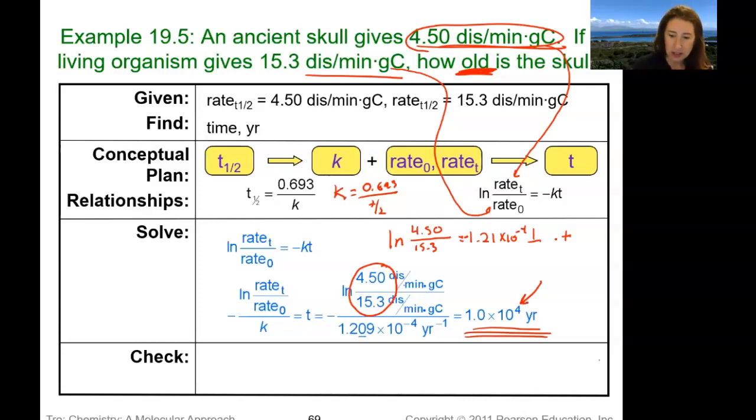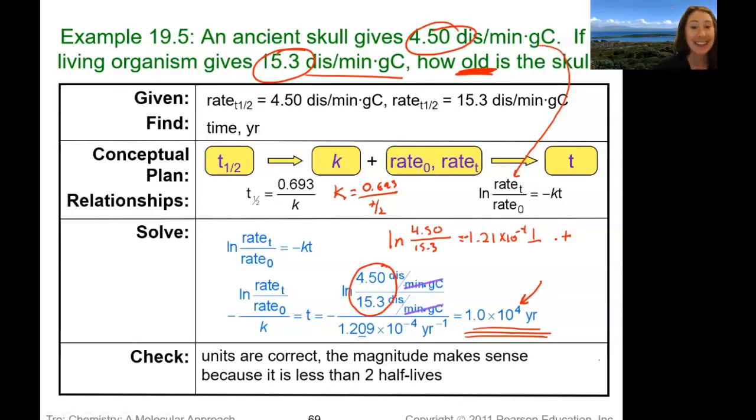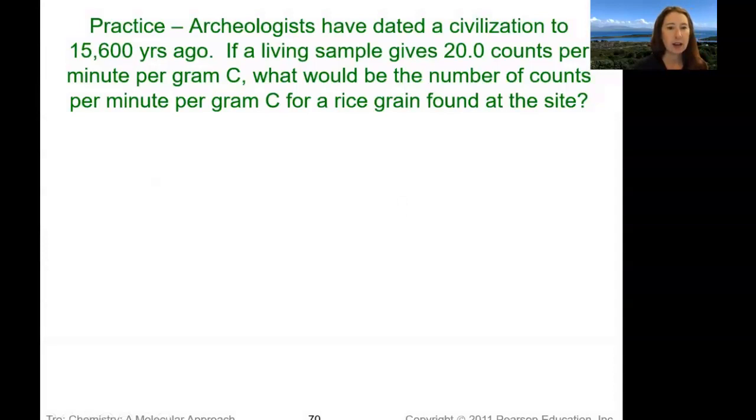If you look at the difference here, 15 to 4.5, this is more than 1 half-life. It should be more than 5,000 years, right? That would only make sense. Your answer should be bigger than 5,000. So you can draw some slight conclusions when you're doing these. But again, never have a negative exponent. You can't judge exactly where your answer should be, but you can get close. All right, so I'm going to let you try this one.